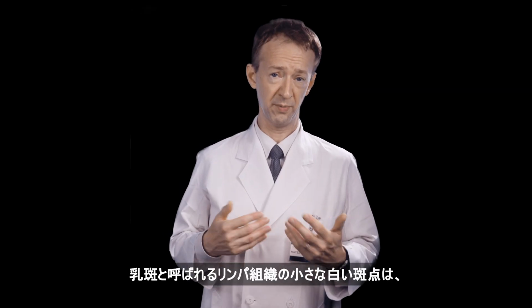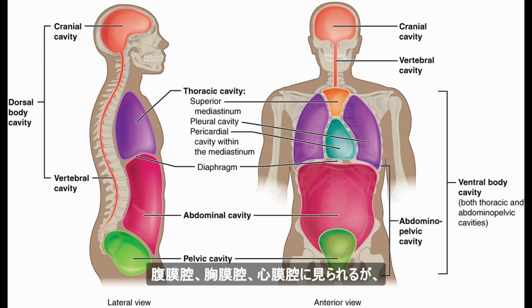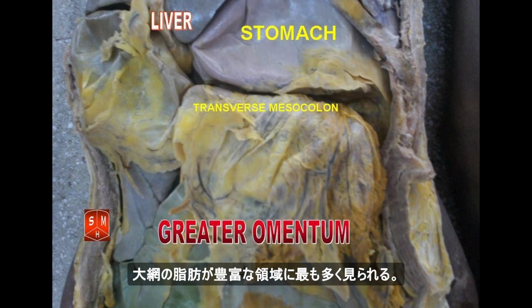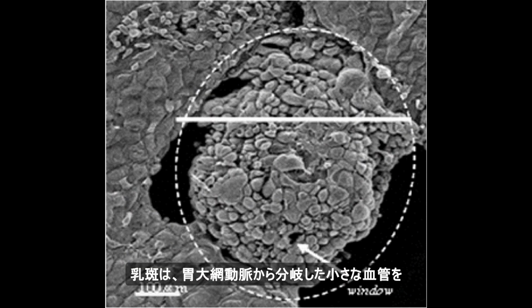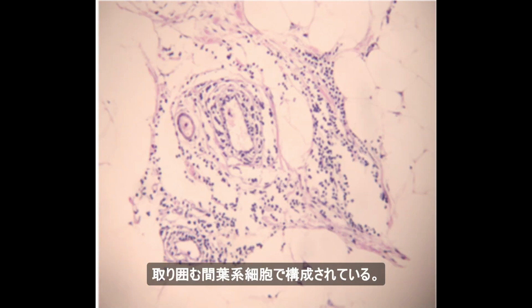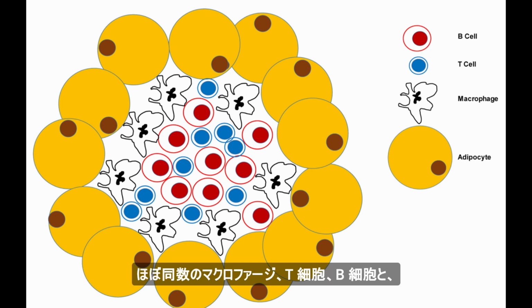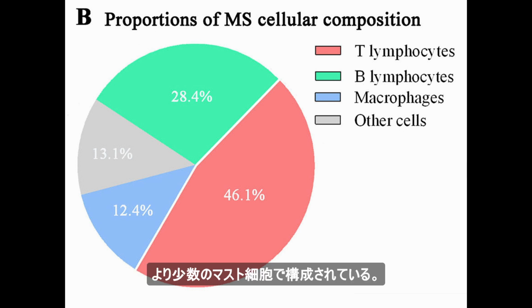Small white patches of lymphoid tissue called Milky spots are found in the peritoneal, pleural, and pericardial cavities, but are most abundant in the adipose-rich regions of the greater omentum. Milky spots are composed of mesenchymal cells surrounding small blood vessels that branch from the gastroepiploic arteries. Each Milky spot contains around 500,000 immune cells, consisting of roughly equal numbers of macrophages, T cells, and B cells, as well as a smaller number of mast cells.